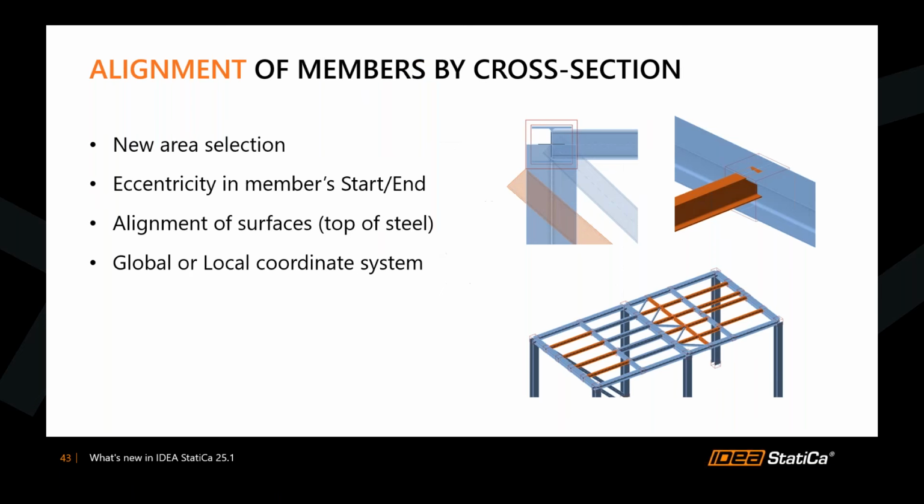Alignment of members, that's another improvement that we bring in this version 25.1. There comes the new area selection, which enables you to select multiple members at once, and then you can set the eccentricities for the whole group of members, and you can also align the surfaces, for example, the favorite top of steel option.